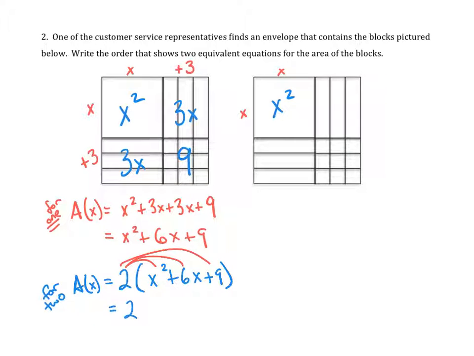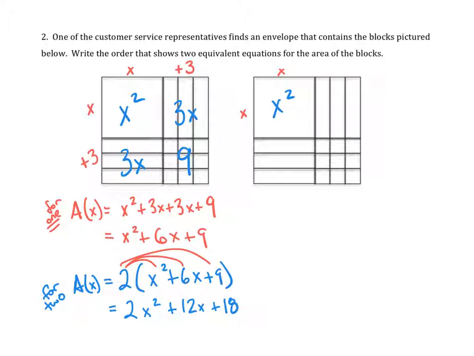So for 2 blocks, it's going to be 2x squared plus 12x plus 18. Oops, not 8. I just wrote 8. 18. There we go. Okay, shablam. So that is one expression for the area of these blocks.